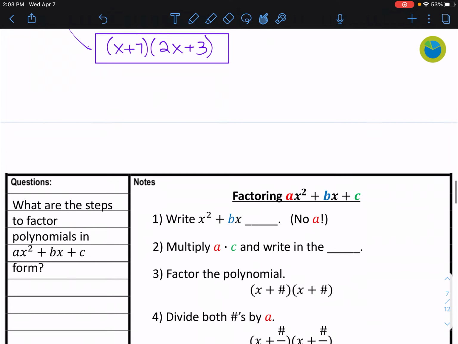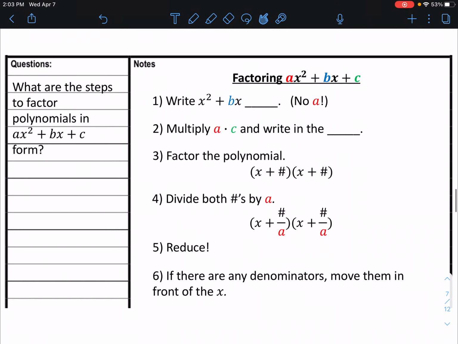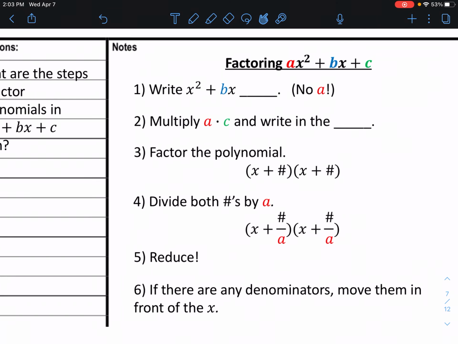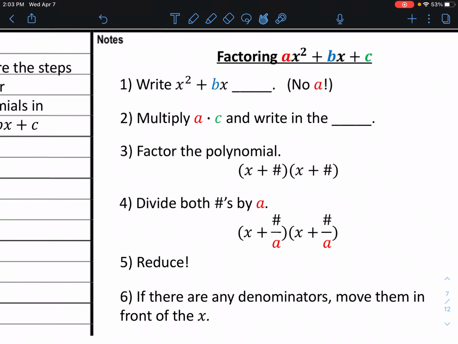All right. So what are the steps? We just kind of talked about it, but here they are. Step 1 is you're going to write x squared plus bx, and they're going to put a blank. And you're going to write this with no a value. So this, you're not going to write right away. Okay? Then after that, you're going to take the a value and the c value, and you're going to multiply them. And then you're going to write it in the blank. So actually, this would be in the blank right here.